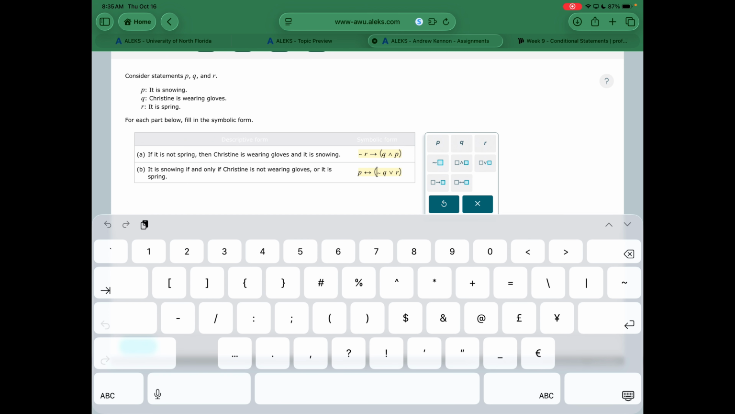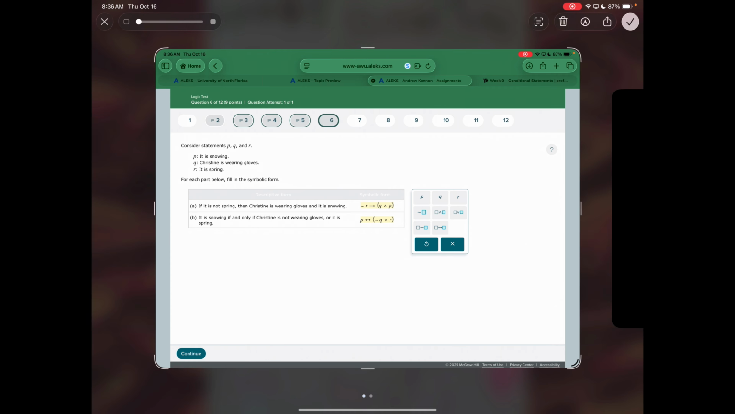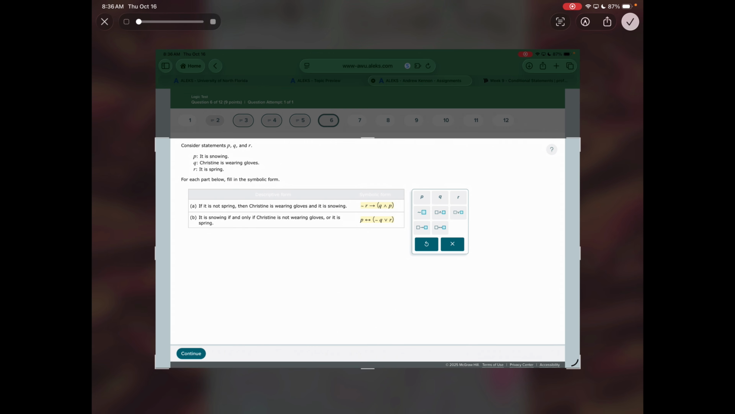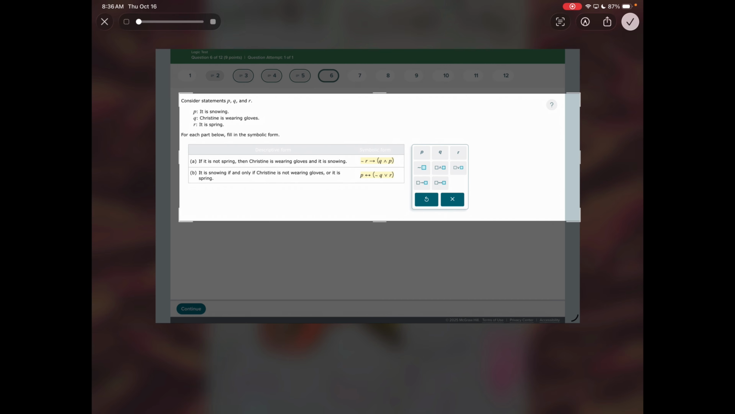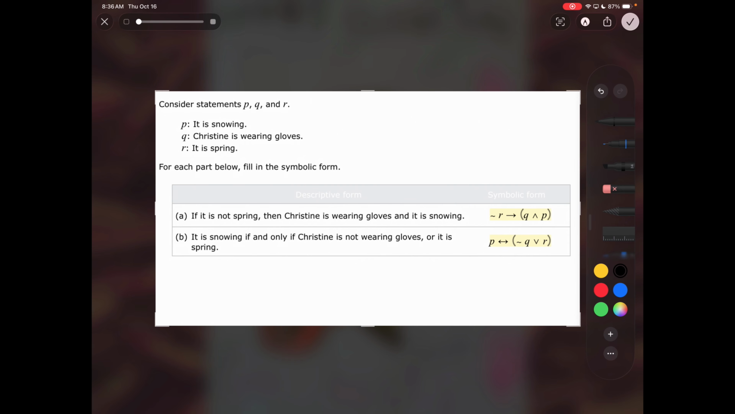I believe that's the answer to number 12 on your work page. But the double arrow is if and only if. So make sure you use the parentheses there to denote when you got 2 statements after the then. So use parentheses.